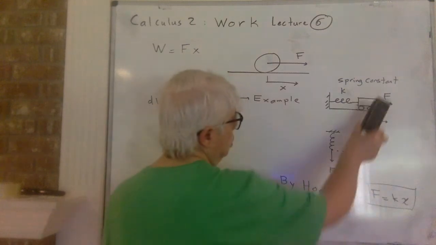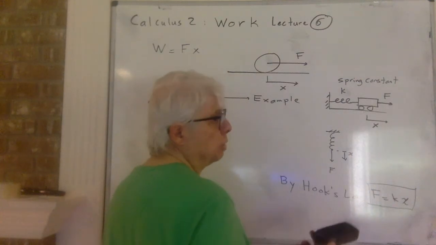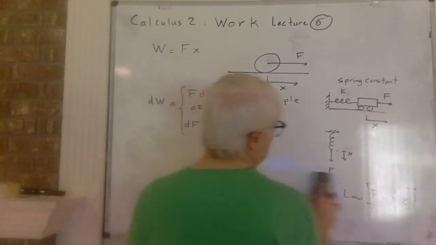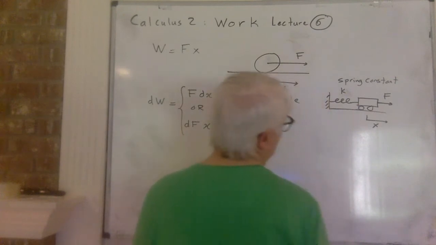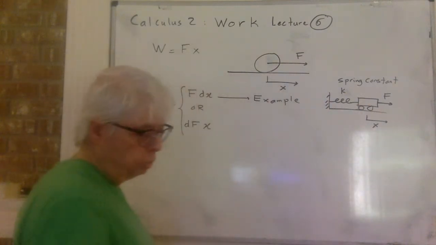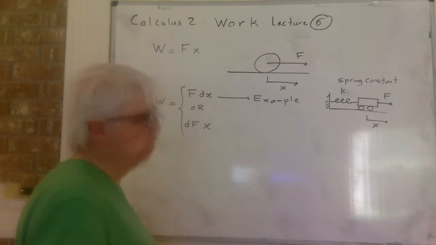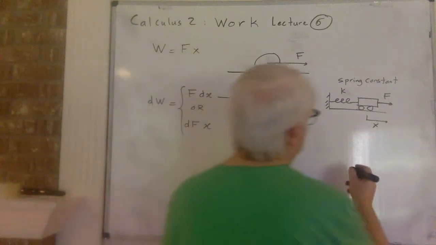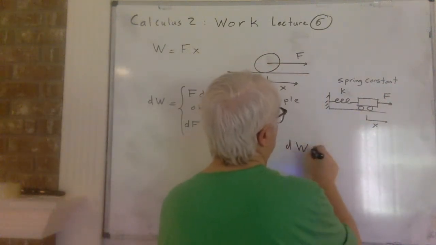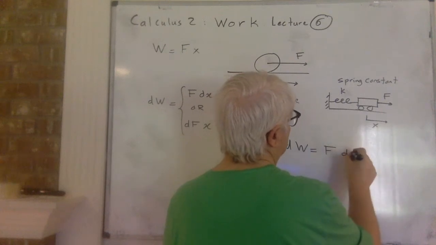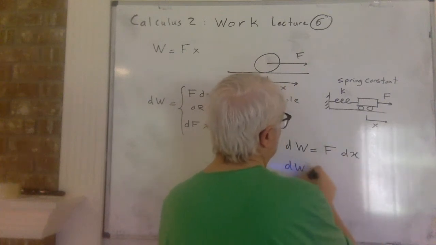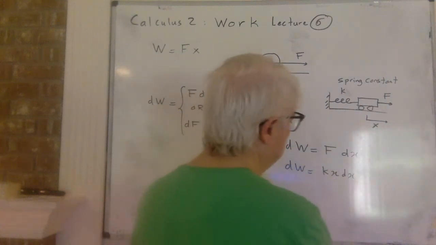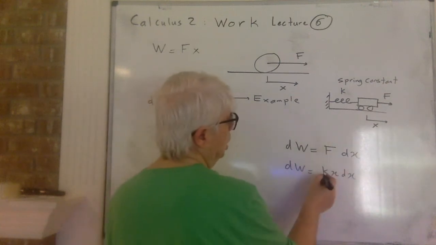Okay, so this force itself is a function of x, right? You need more force to pull it. So just imagine you're pulling it and it goes a distance x. That force is changing. So in this situation, work is F dx, and the force itself is kx.